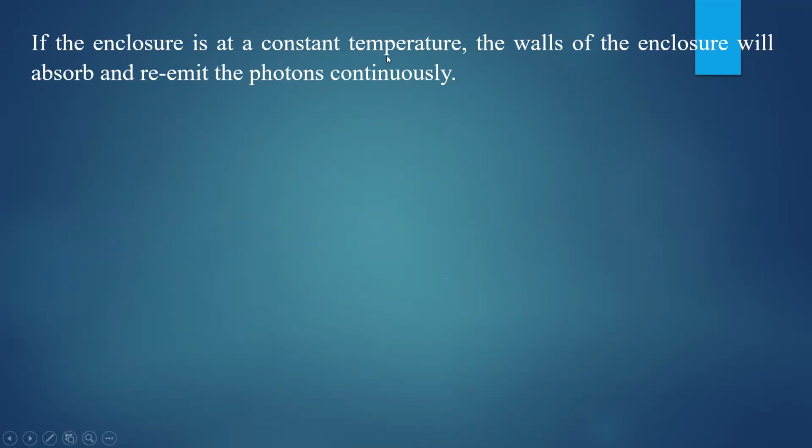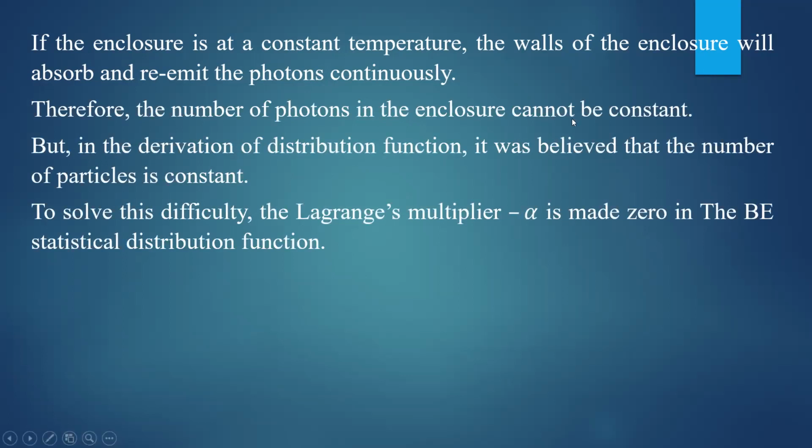If the enclosure is at constant temperature, the walls of the enclosure will absorb and re-emit the photons continuously. So emission and absorption of photons is going to take place in the walls of the enclosure. Because of that, the number of photons is not constant; it is going to be variable. But in the derivation of the distribution function, that is the Bose-Einstein distribution function, we have used the conservation of number of particles. So we have taken summation of dn_i equal to 0.